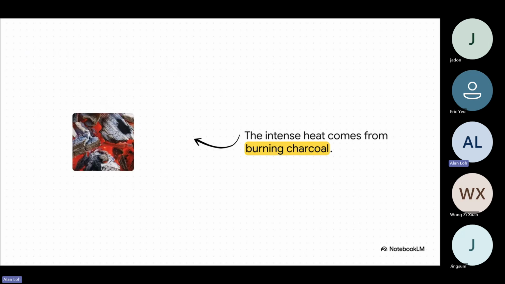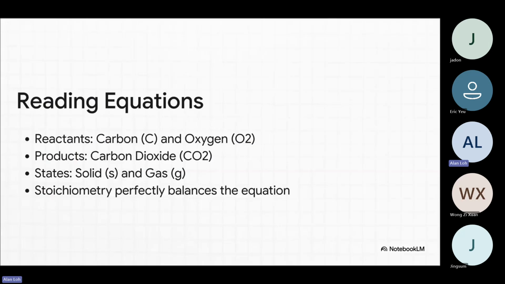If you look closely at glowing red coals, the intense heat cooking that satay comes from the burning of charcoal, and that burning can be decoded into an exact chemical equation. C solid plus O2 gas turning into CO2 gas. It's just a simple line of text, but man, it holds a massive amount of physical information. Let's break down every single letter, number, and state symbol so you can fluently read the story of the burning charcoal and oxygen from the air.